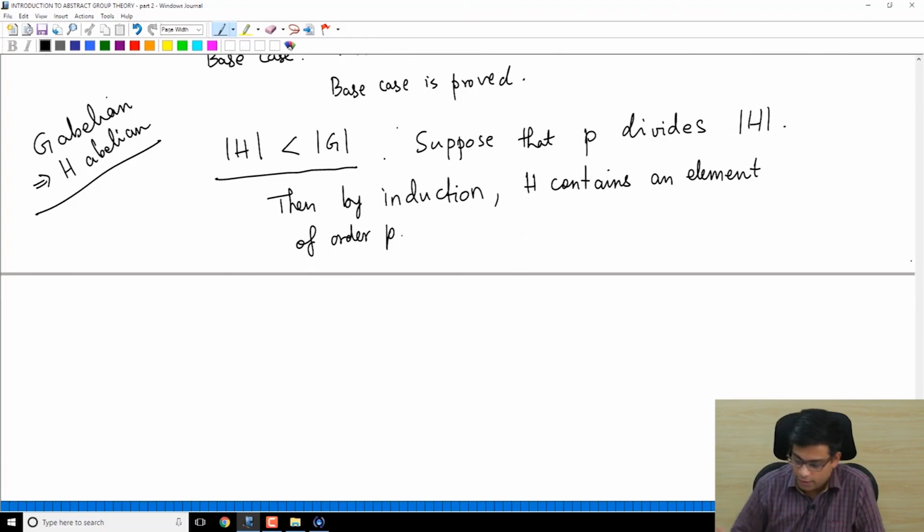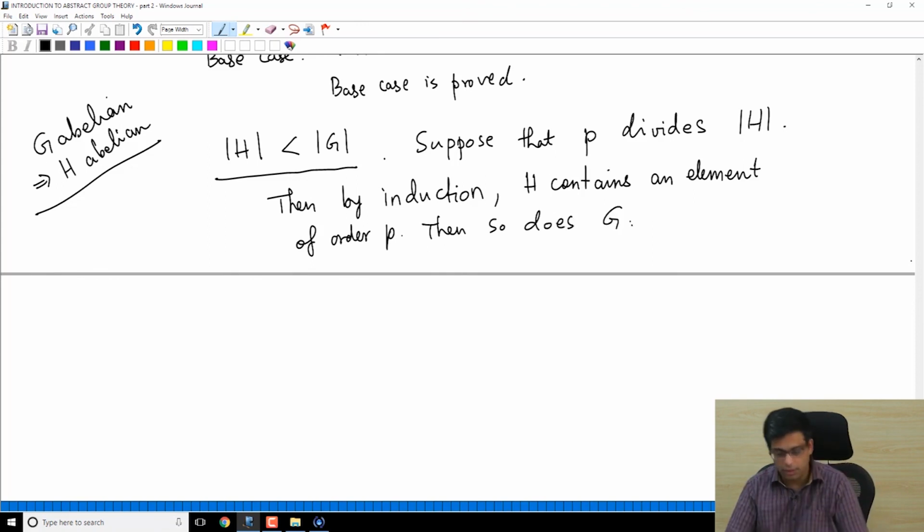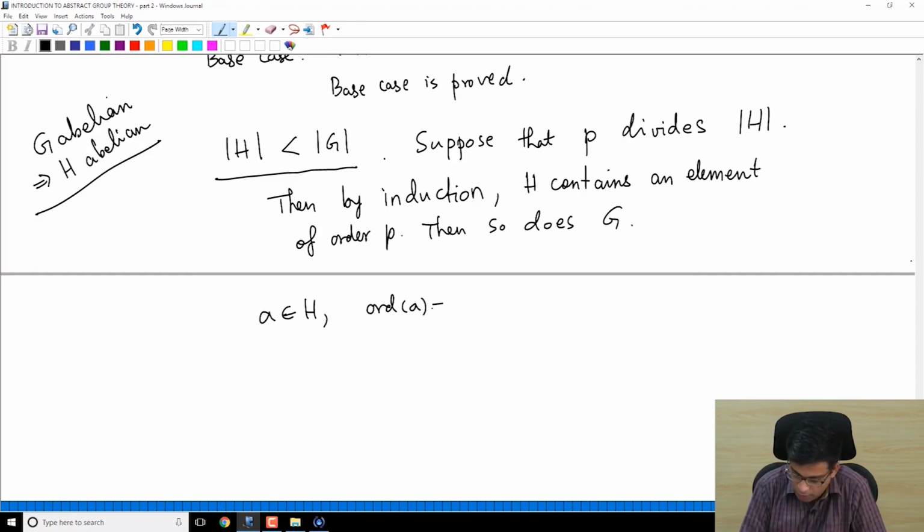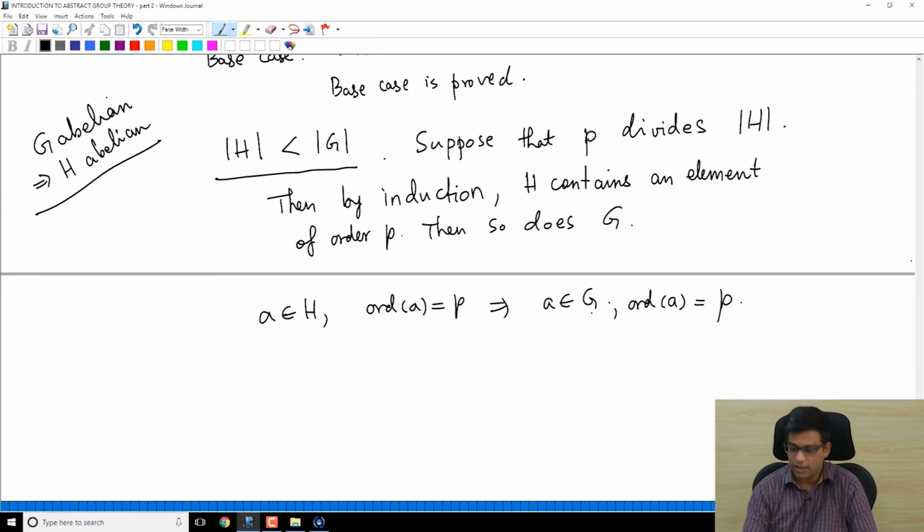But if H contains an element of order P, then so does G. That is immediate, right? If H contains an element a of order P, a belongs to H, then a belongs to G, since H is a subgroup of G, and the order does not change. So G contains an element of order P. So this is the easy case. If P divides the order of H, then we are done.